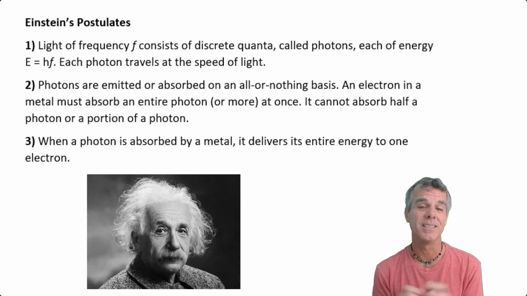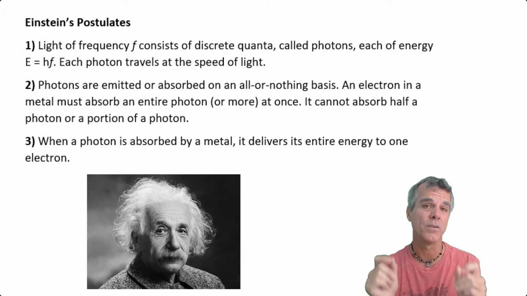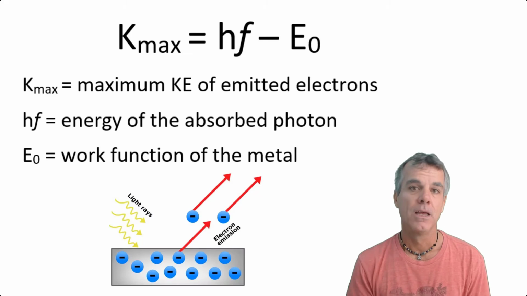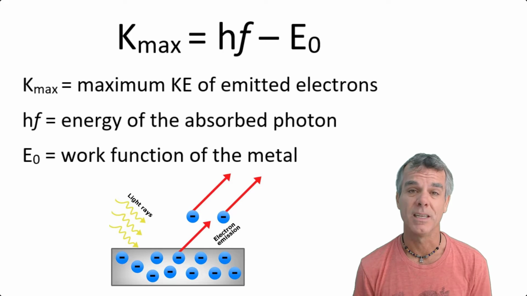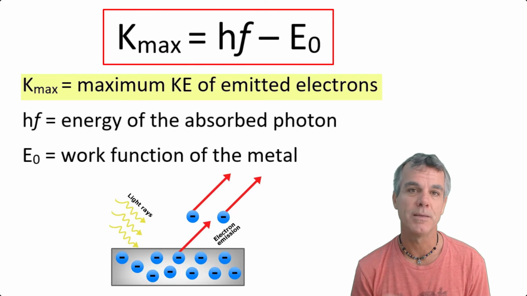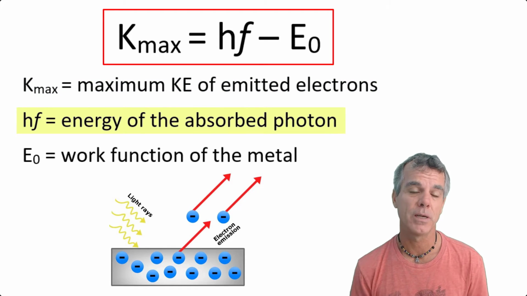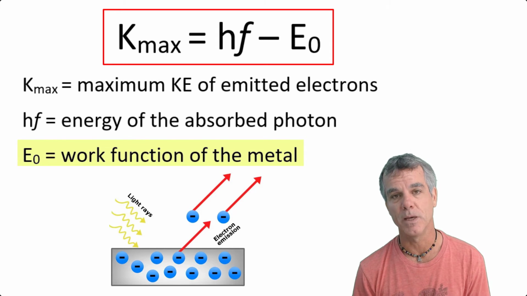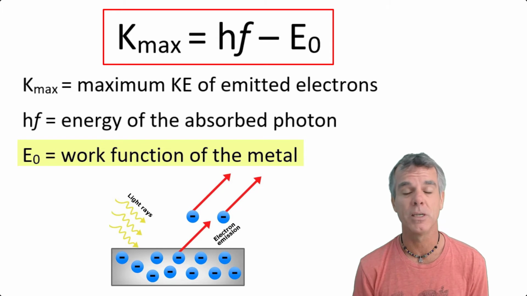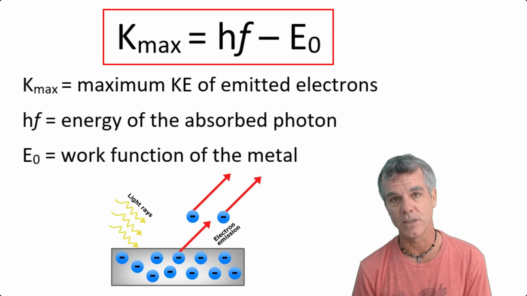Using those postulates, Einstein developed his explanation for the photoelectric effect, and let's take a look at what the photoelectric equation states. The photoelectric equation developed by Einstein is a relatively simple equation, and it states the following. K max, which is the maximum kinetic energy of the ejected electrons, equals hf, which is the energy of the absorbed photon, where h is Planck's constant and f is the frequency of the light, minus E naught, which is the work function of the metal, which again is the minimum amount of energy required to eject an electron. And this equation is really just based on conservation of energy.